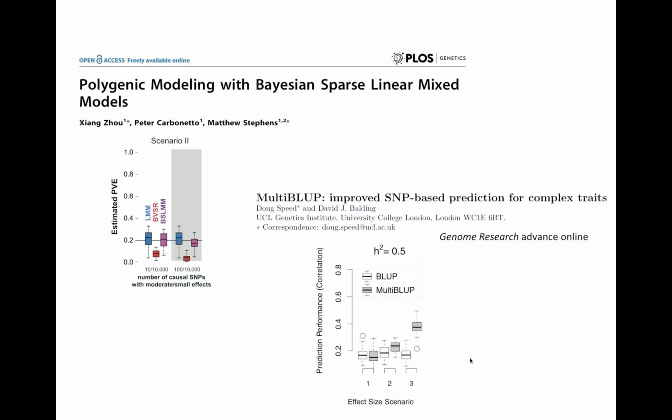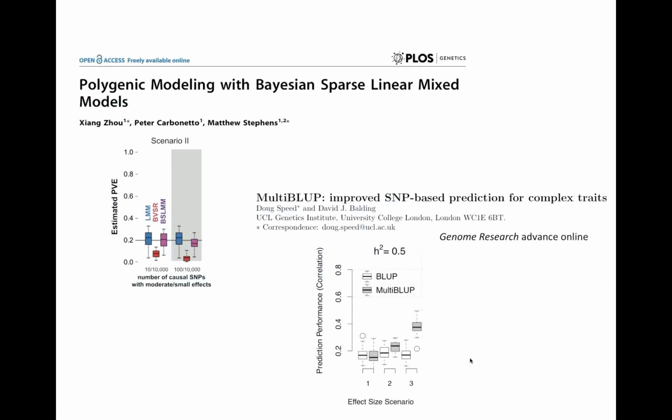So just to point out that this is a very active area of research, and besides the Goddard and Visscher group developing these kinds of models, Matthew Stephens' group at the University of Chicago, and Doug Speed and David Balding at University College London, are developing these kinds of linear mixed model estimators of phenotypic variance explained and predictors, which are in this family of BLUP predictors from the linear mixed models.